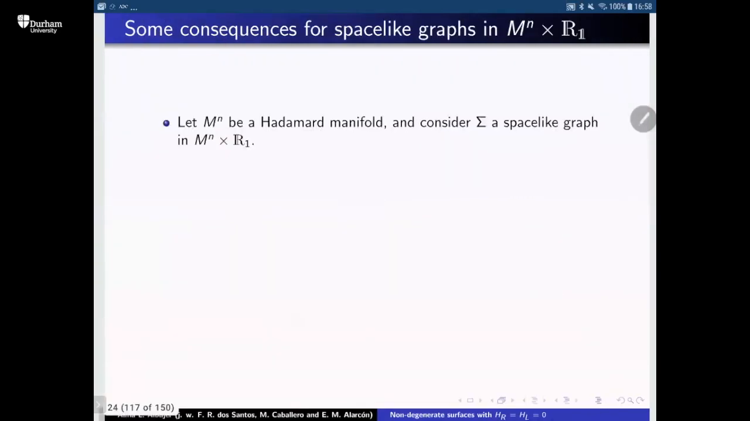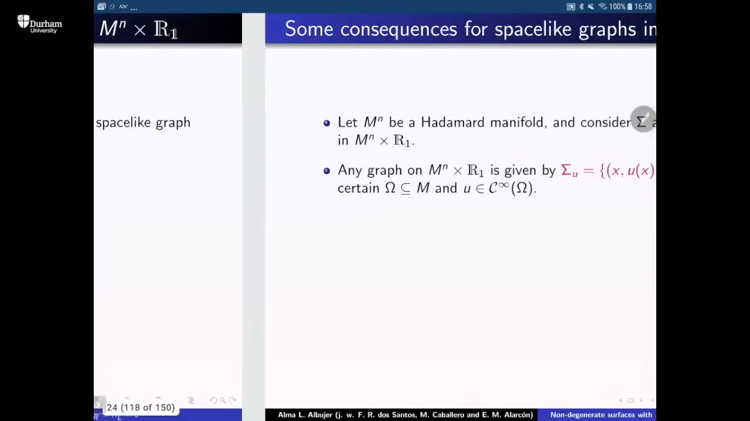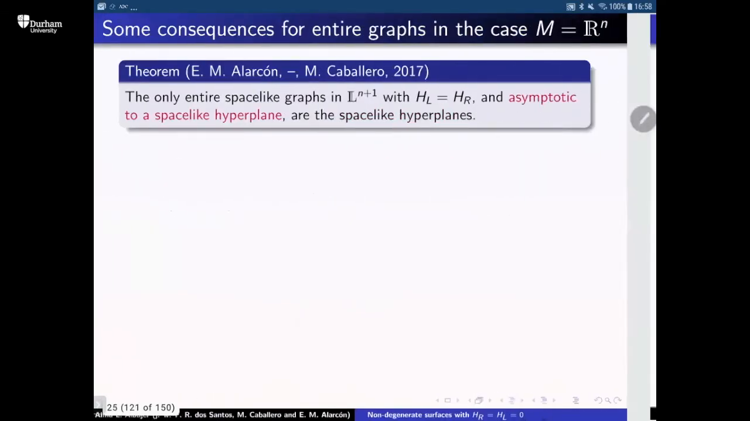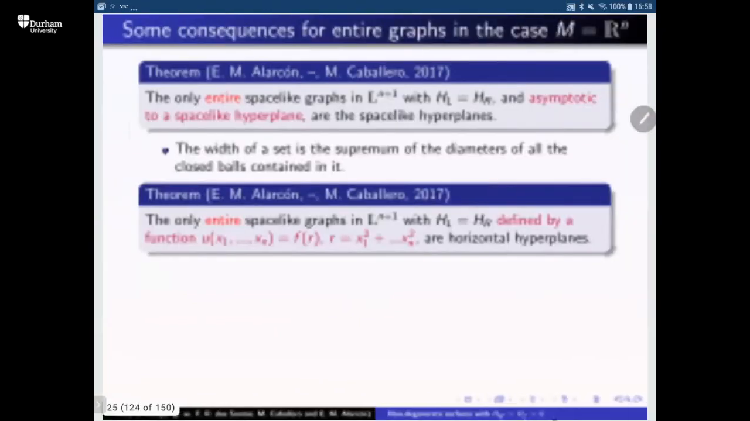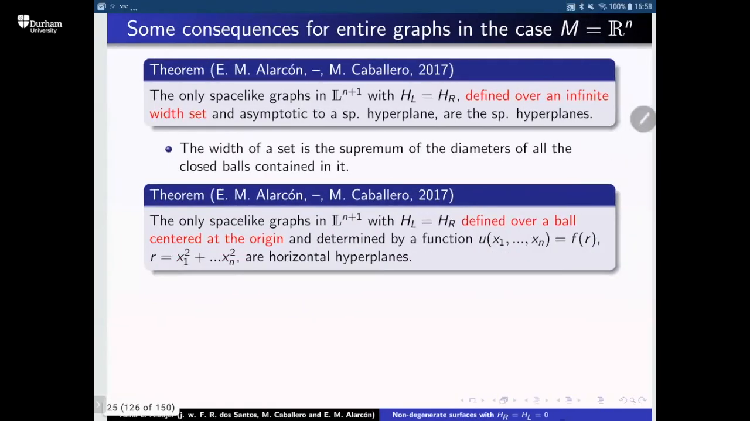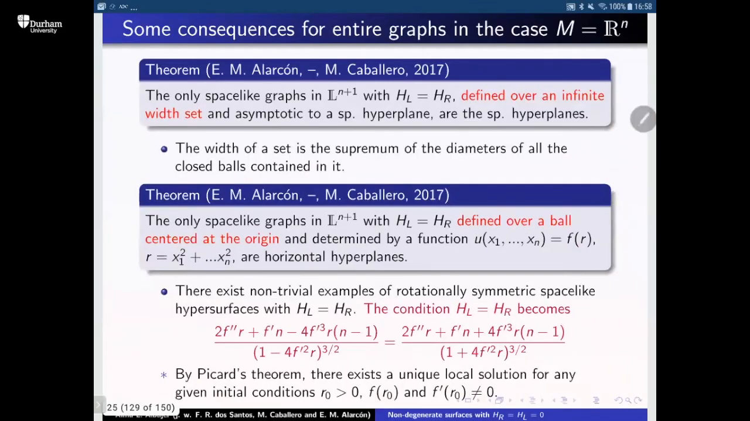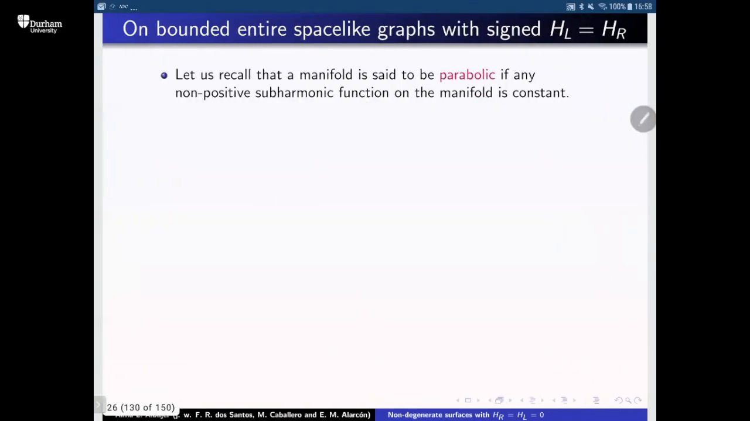Okay, I will only show a last result in the case where we have a product and the fiber is parabolic, and I will end with that. So I will end with that slide. Let us recall that a manifold is said to be parabolic if any non-positive subharmonic function in the manifold is constant.